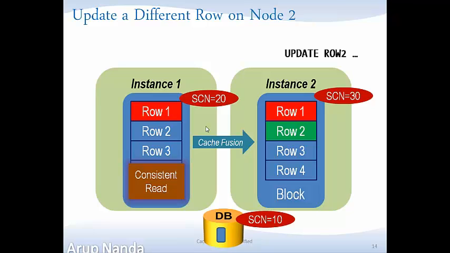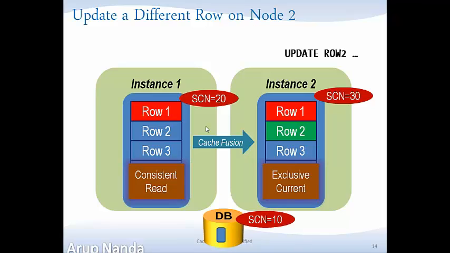Why can't we call it exclusive current? Well, it's not the most current now. Look at this information here. In this case, the most recent copy of the buffer is on instance 2, because that's where row number 2 has been modified. That's why the instance 1 copy becomes consistent read, and the instance 2 copy becomes exclusive current.